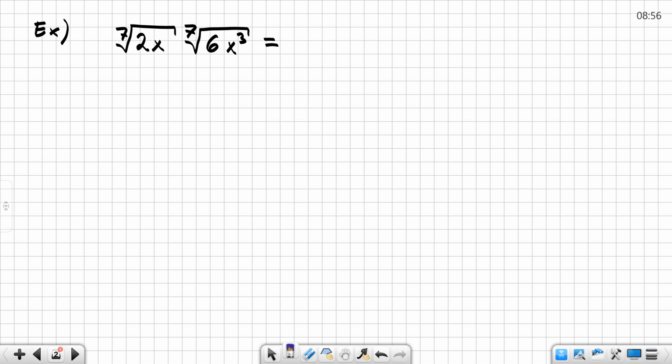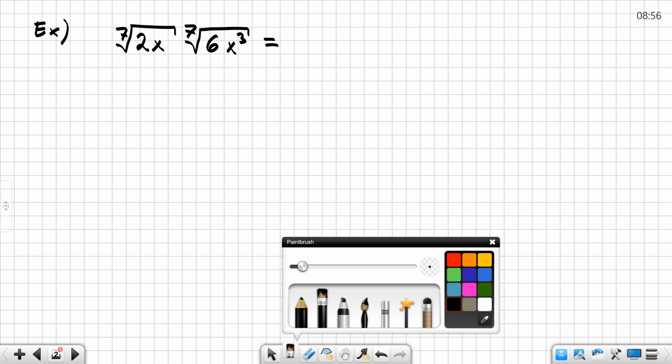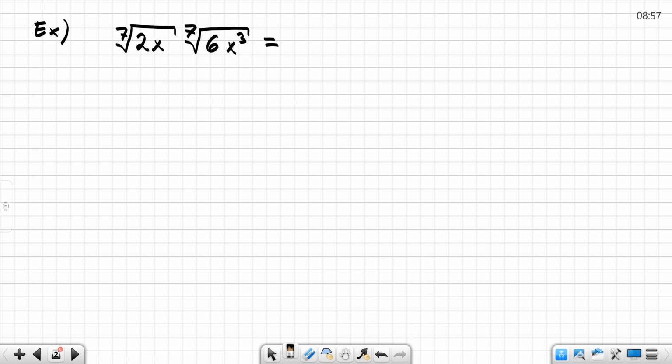Let's have a look at another example. The 7th root out of 2x multiplied by the 7th root out of 6x cubed. We do not put multiplication signs in between like this if we are actually multiplying two things, as you know, just like between the 2 and the x and the 6 and the x cubed.